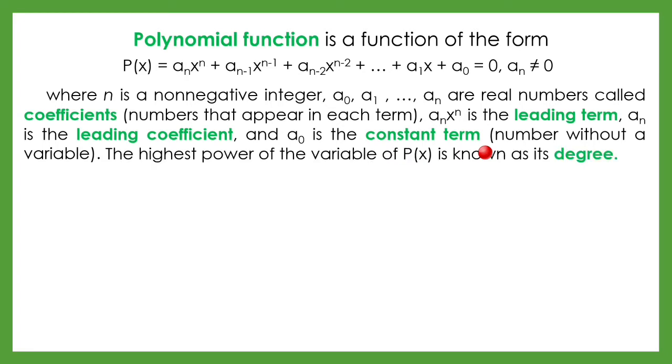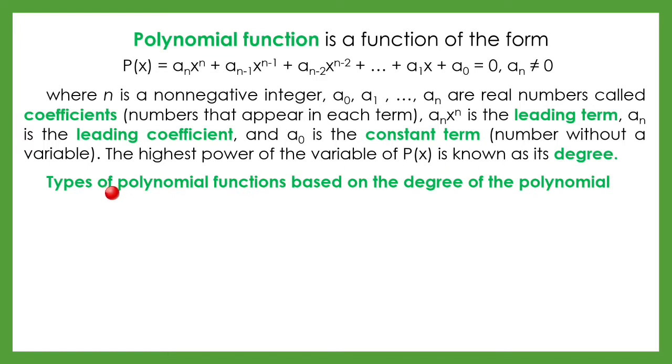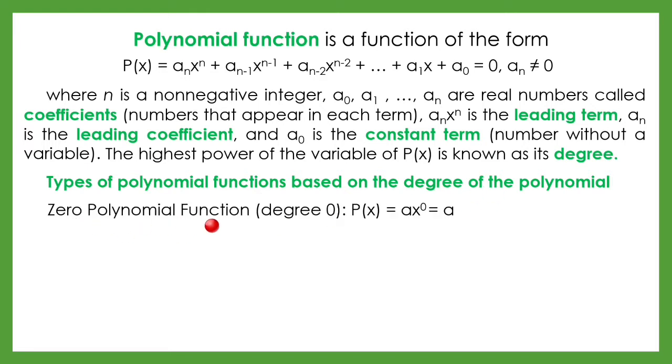Meron tayong tinatawag na degree. The highest power of the variable of p of x is known as its degree. Yung pinakamataas, yung power or yung exponent, siya yung kanyang degree. Meron tayong iba't ibang types of polynomial functions based on the degree of the polynomial. The first one is the zero polynomial function. Ang kanyang degree ay 0. So, ito yung kanyang form. P of x equals a times x raised to 0. So, x raised to 0 is 1 times a equals a.